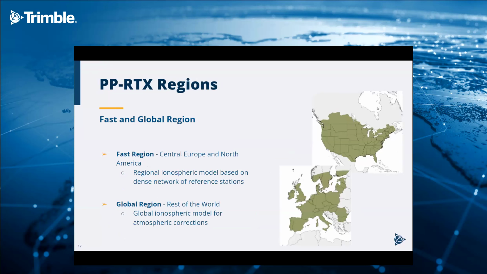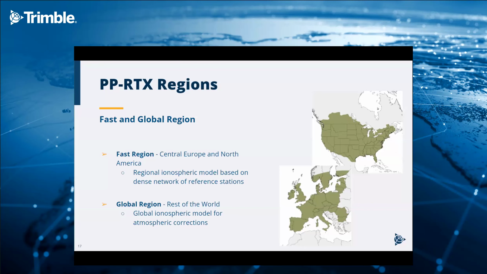When we speak about PPRTX, the Trimble CenterPoint RTX services are split into two regions. We have the so-called FAST region, which is in Central Europe and North America, and we have a global region, which is the rest of the world. The global region corrections are based on a global ionospheric model, while the FAST region uses a denser network of reference stations to compute a regional ionospheric model for atmospheric corrections. Anyway, PPRTX in general is really covered globally.